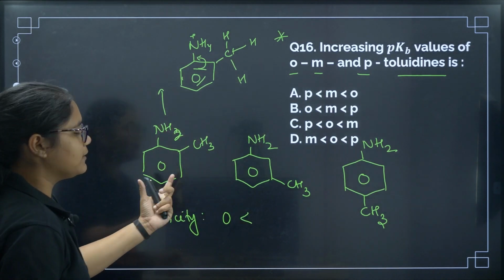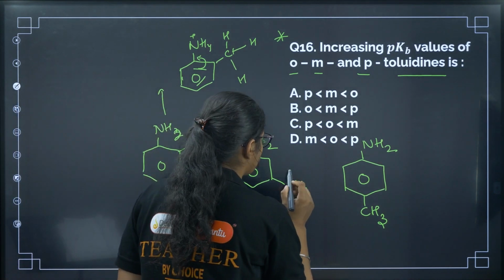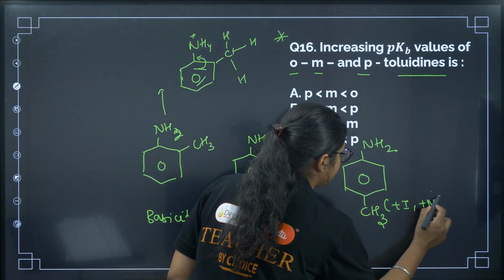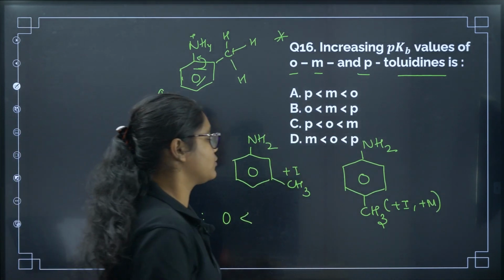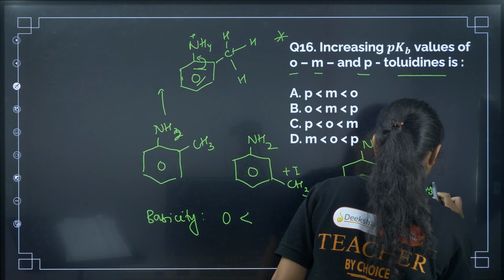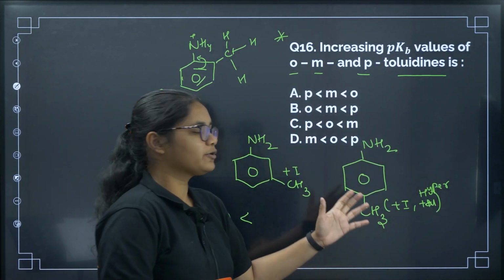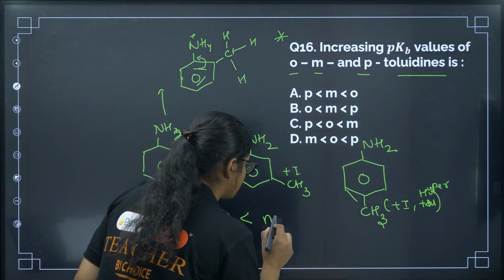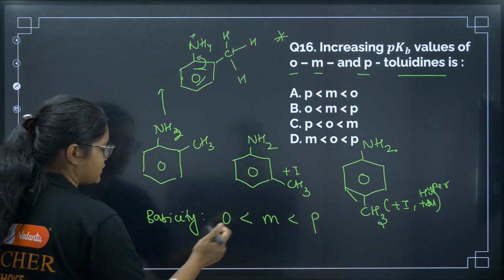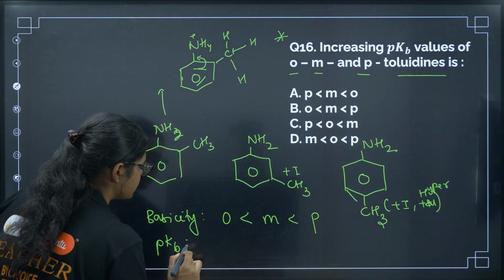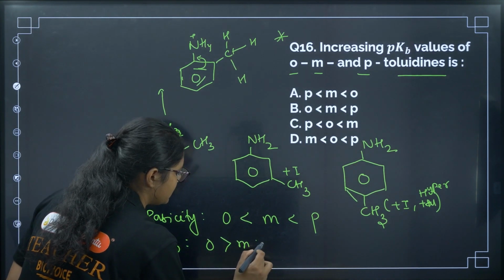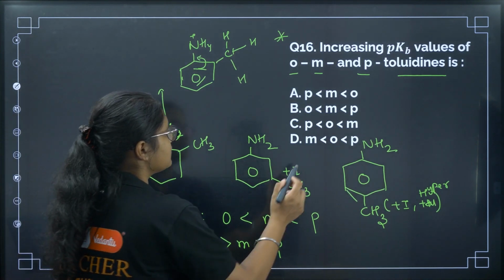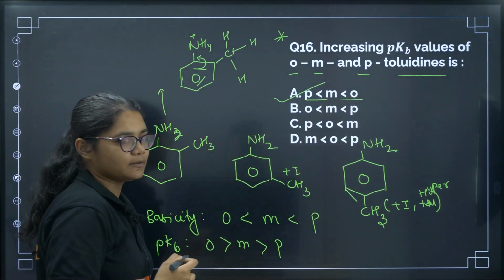Now if you check meta and para, meta has a plus I effect, and para has plus I and hyperconjugation effect, right? Because it has hyperconjugation effect also, it can stabilize better. So para will be most basic, then meta, and then ortho. So that is the basicity order, and pKb will be opposite to that: ortho, meta and para. The correct answer is option number A.